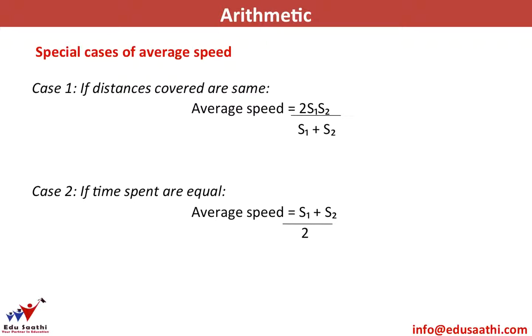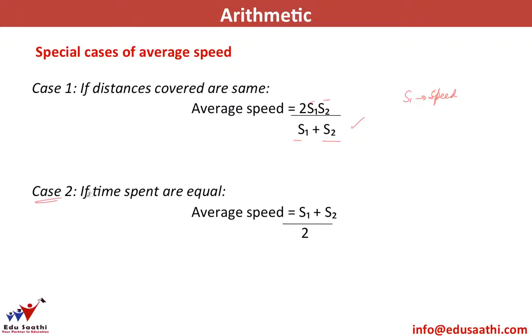There are certain special cases that I need to keep in mind whenever I am solving a question of average speed. Case 1, if the distances covered are the same, which was the case in the previous example, he was going from his house to his parents' house and again coming back. Average speed will not be given by the simple average of the speeds. Average speed will be given by 2 S1 S2 over S1 plus S2, where S1 is the speed in the first leg of the journey and S2 is the speed in the second leg of the journey.